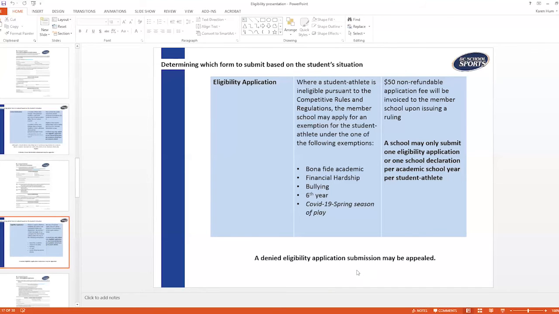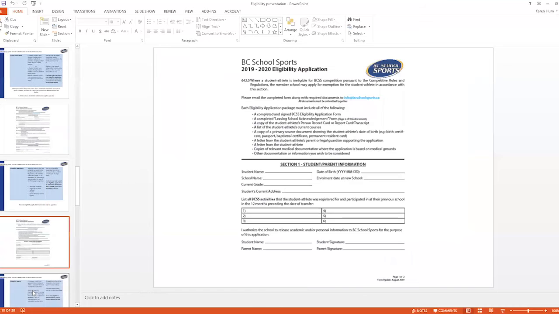A denied eligibility application submission may be appealed. Does anybody have any questions about the eligibility application?